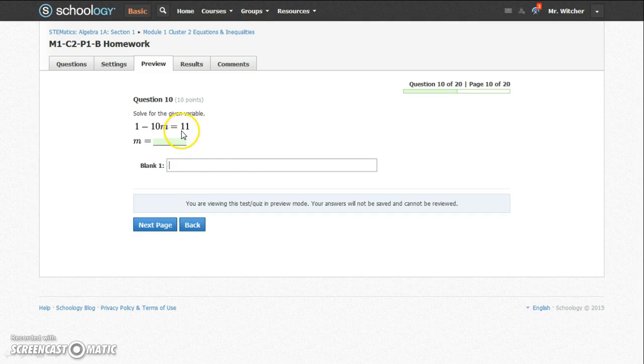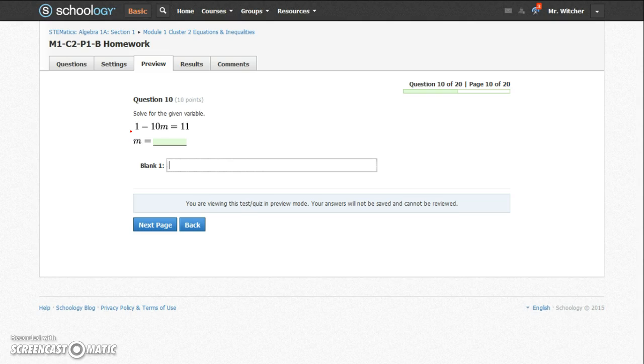This is our last one. Again, we have this addition here of 1, so we'll subtract 1 from both sides. And we end up with negative 10. Remember, I have to keep that sign. Negative 10m equals 11 minus 1, which is 10. I'm multiplying by negative 10, so I can divide by it. And m equals negative 1.